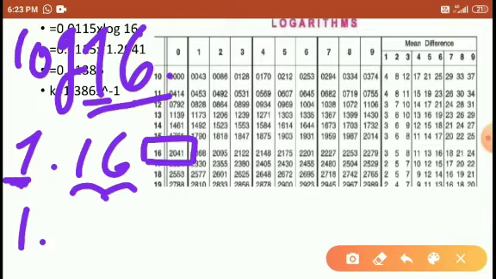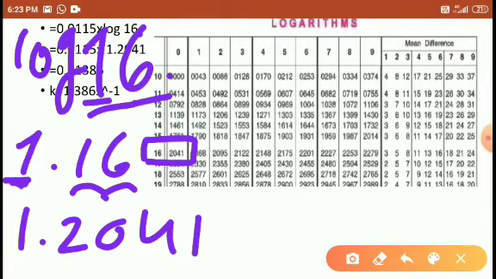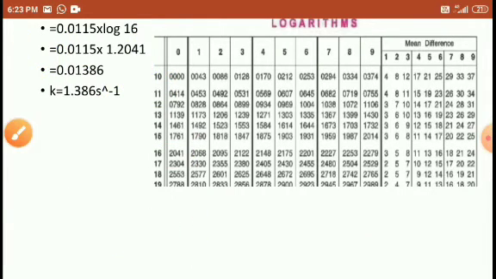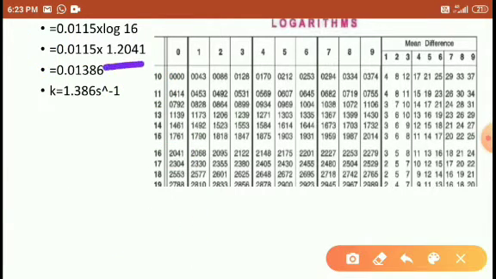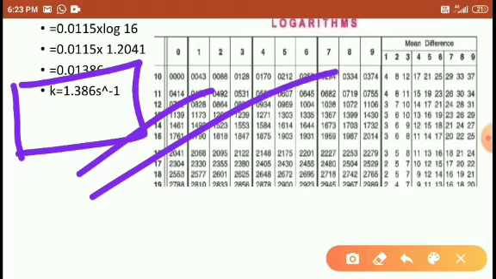2014. Right, here 1.2041. 1 as it is here, 1 as it is, 1.2014. Right, so I have written here 1.2014. Right, students. So when you multiply, then you get the k value as 1.386 per second.